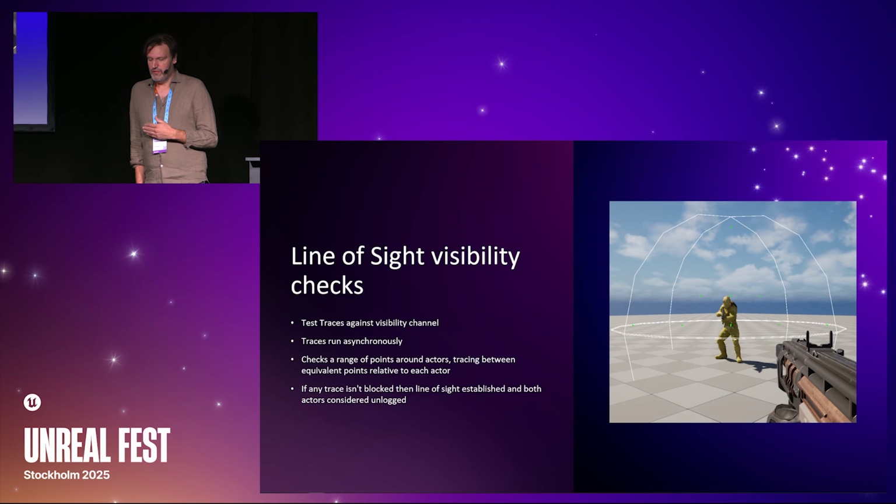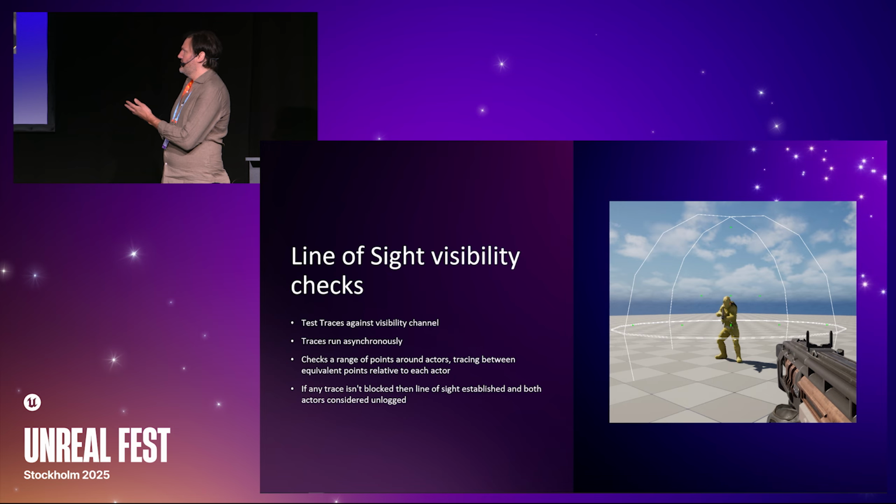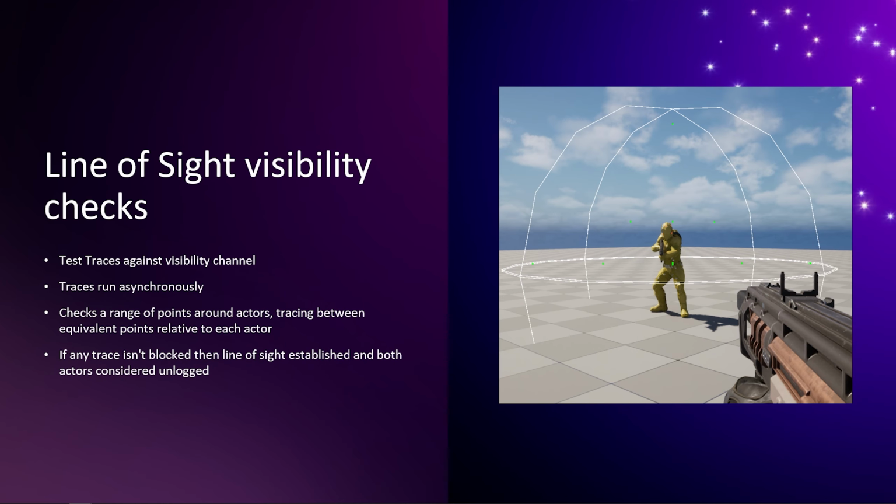If any line traces are not blocked, then line of sight is established and the NPC is considered unfogged relative to the player, and vice versa if it's a player. For example, since all the line traces here are not blocked, the NPC is being replicated.